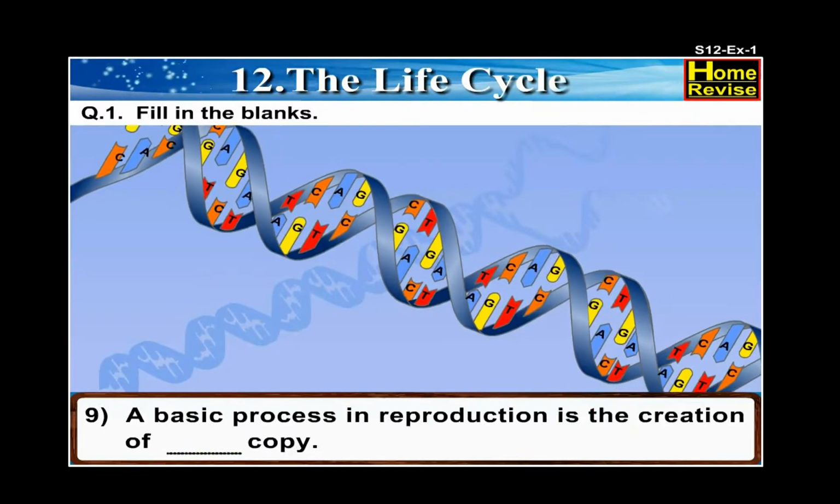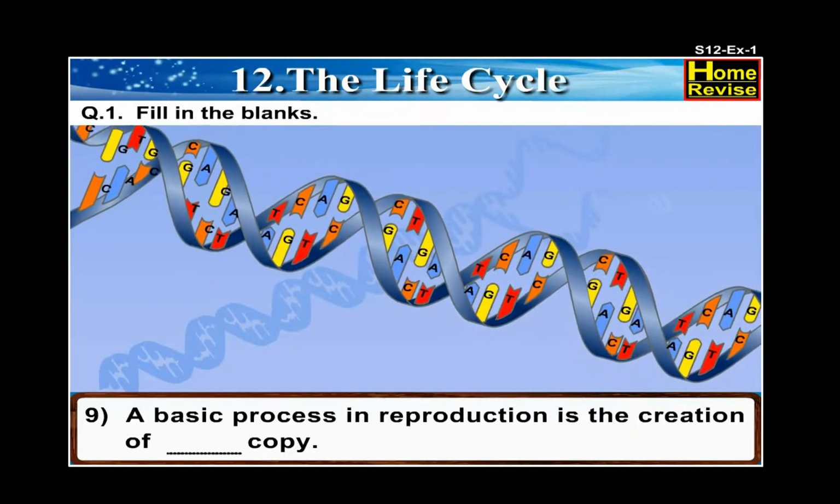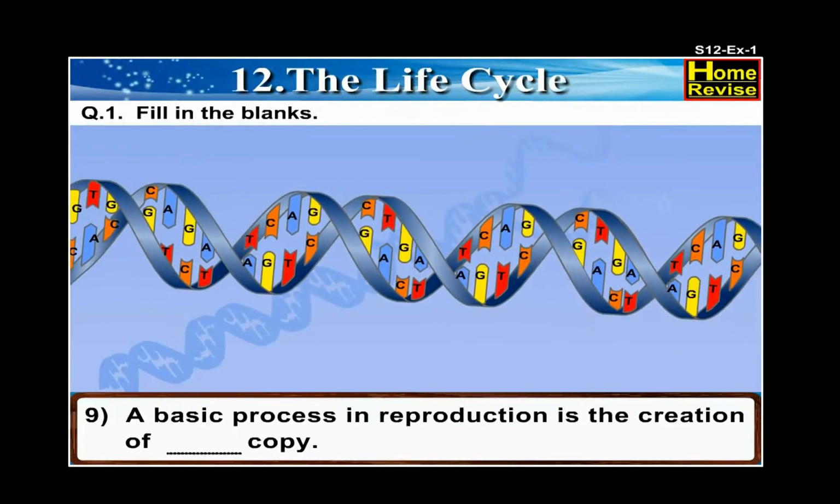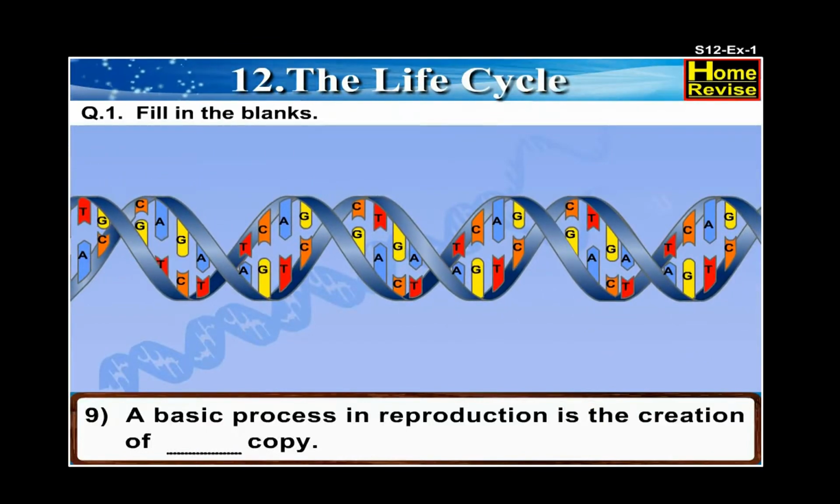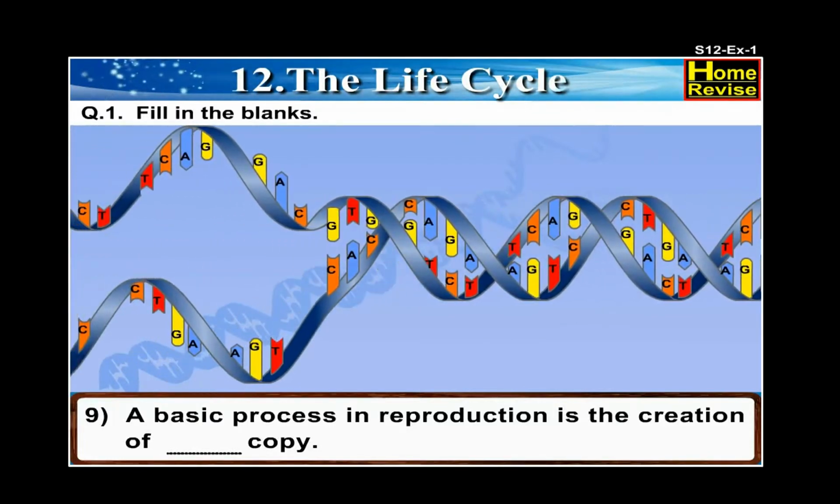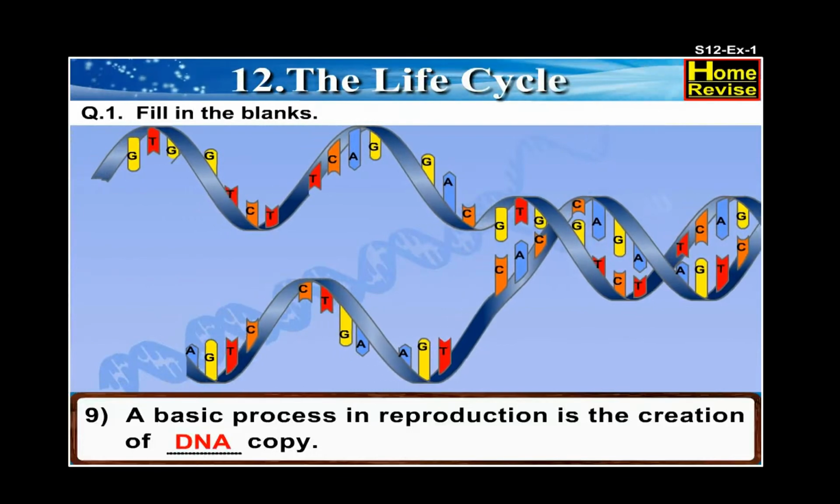9. A basic process in reproduction is the creation of a dash copy. The answer is a basic process in reproduction is the creation of a DNA copy.